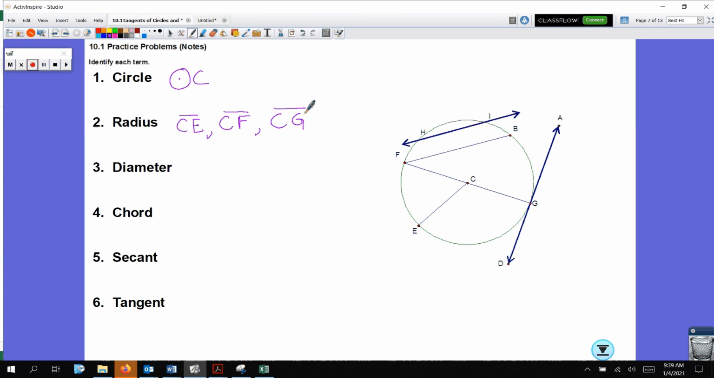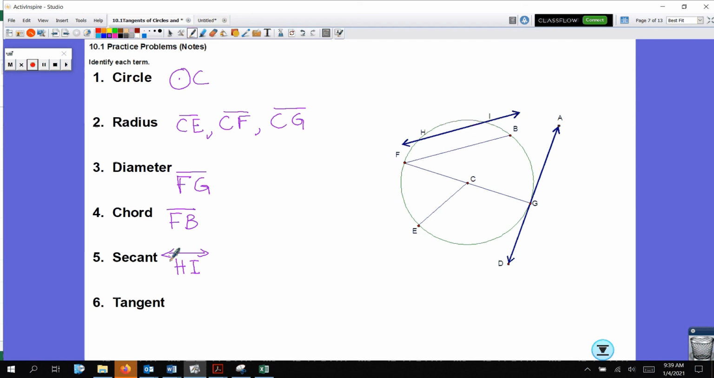Now the diameter, there's only one diameter. Remember, that is the segment that cuts through the circle, through the center of the circle. So FG would be the diameter. All right, we're going to name a chord here. Remember, a chord is not a line. It's simply a segment that does not cut through the center. So chord would be FB. A secant is like a chord, only it has arrows on both ends. So it is a line. So secant, HI.